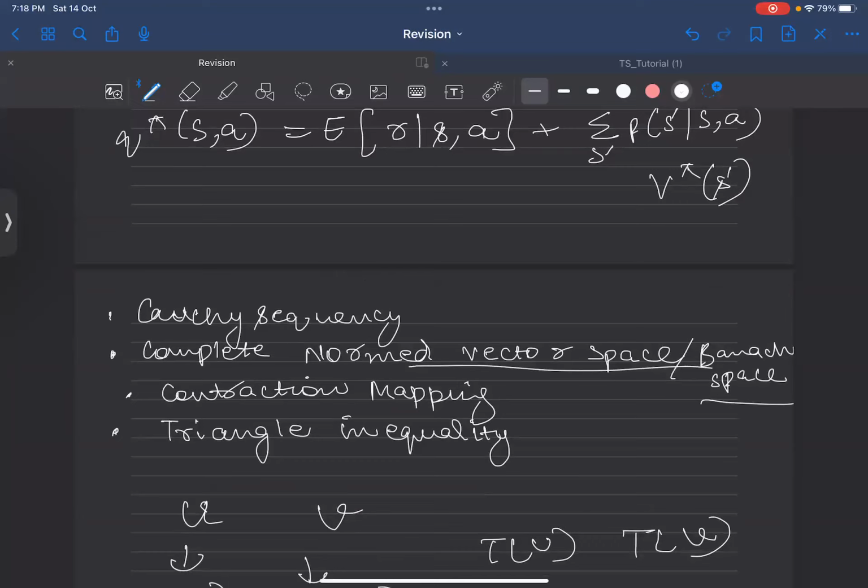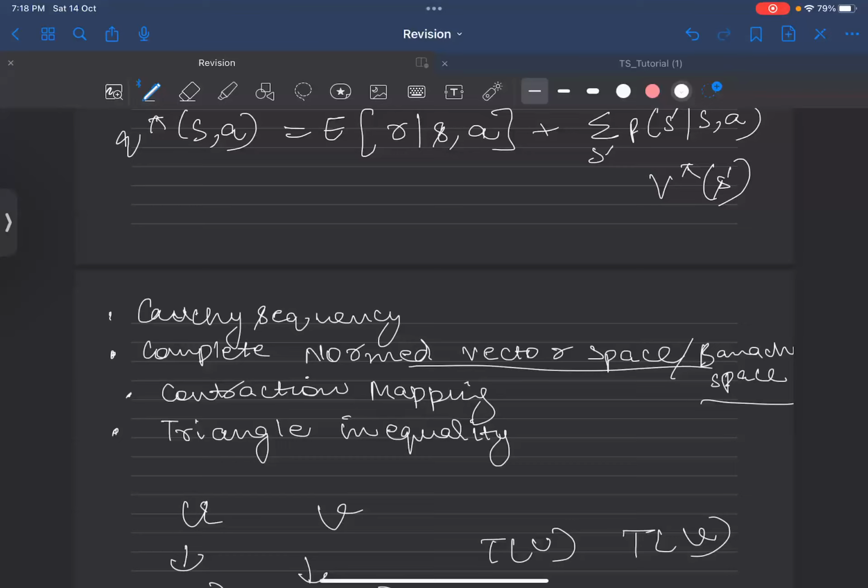Then we are proving the contraction property, that the Bellman operator T is a contraction, and then we come to the fixed point and prove the convergence. Okay, I got it, madam. So basically, it is to prove that value iteration ultimately converges. Yes. Is it fine? Yes.